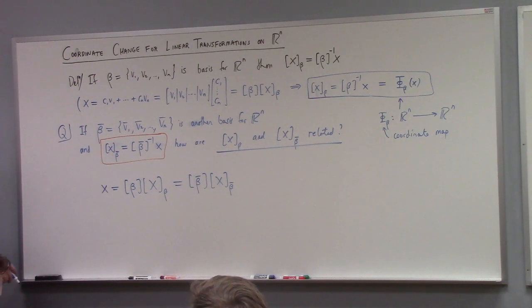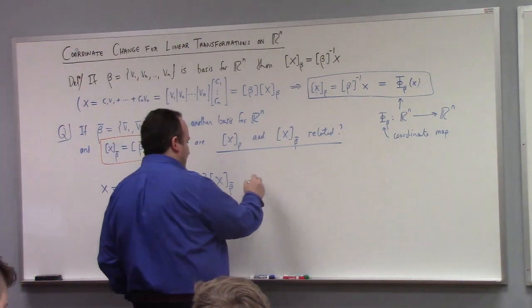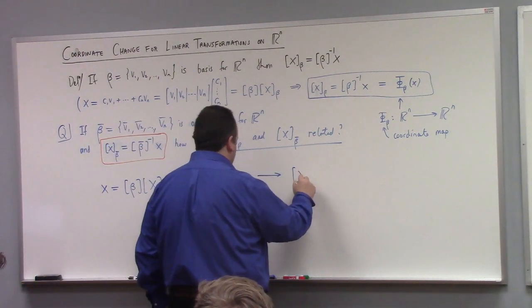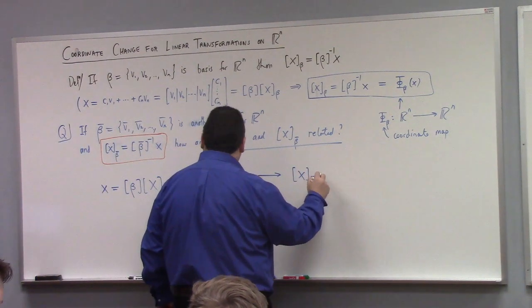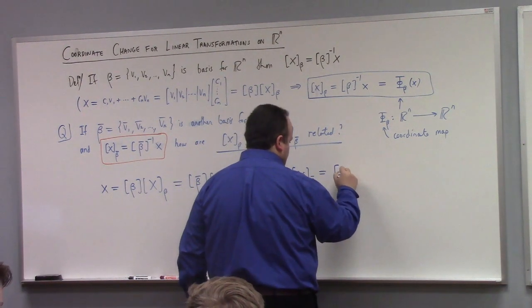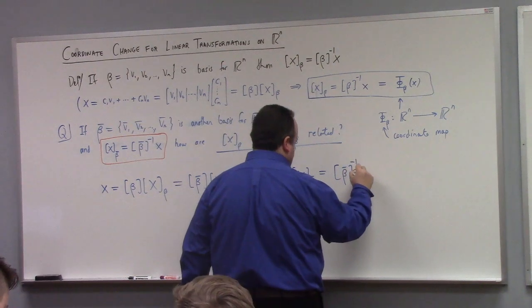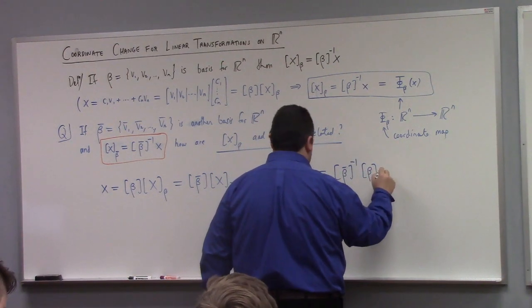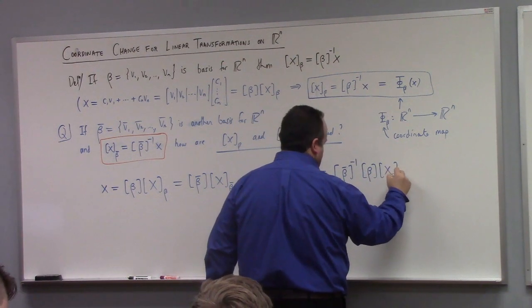Whichever one you want to solve. Yeah, exactly, precisely. So let's solve for the barred one. x beta bar is equal to the beta bar matrix inverted times the beta matrix times x beta.